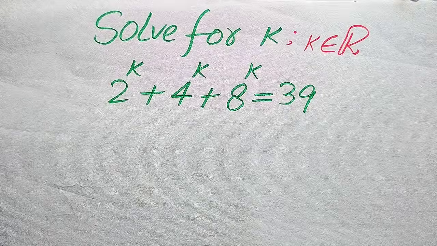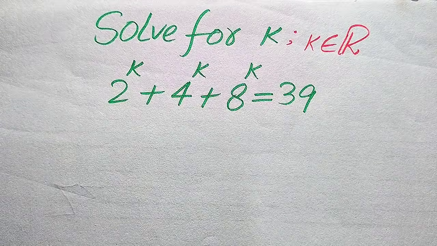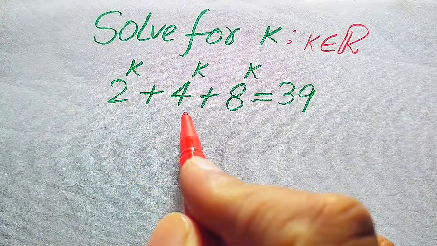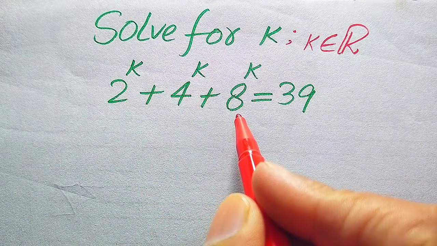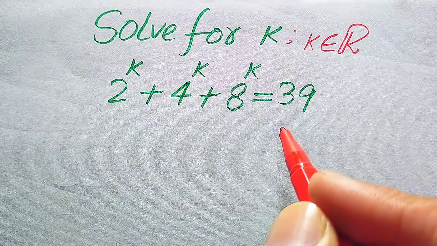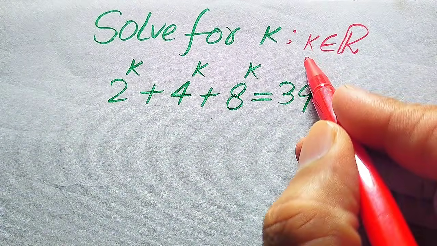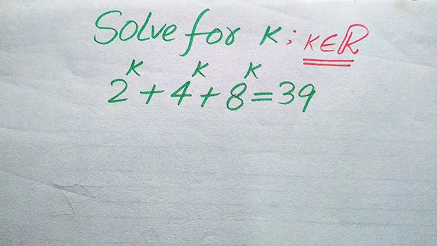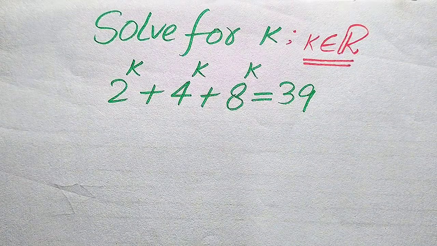Hello everyone, how to solve this problem for the values of k if we have 2 to the power of k plus 4 to the power of k plus 8 to the power of k equals 39, and we solve this problem for all real values of k. So it means that we just solve this problem for only real values of k.